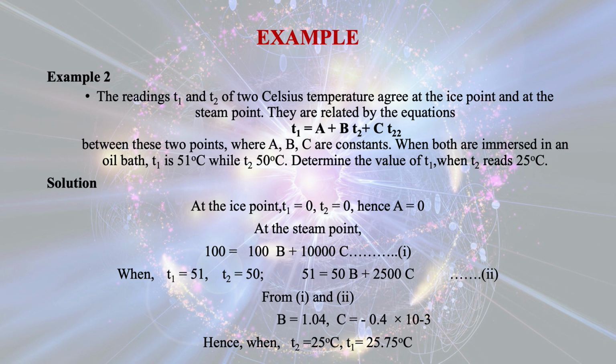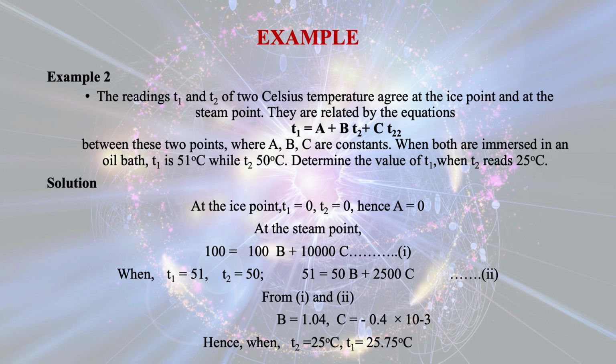Now you see the equations 1 and 2, there are two unknowns B and C and there are two equations. So we can solve these two equations and find out the value of B and C. If you solve these two equations, the value of B comes out to be 1.04 and C is equal to minus 0.4 into 10 to the power minus 3.